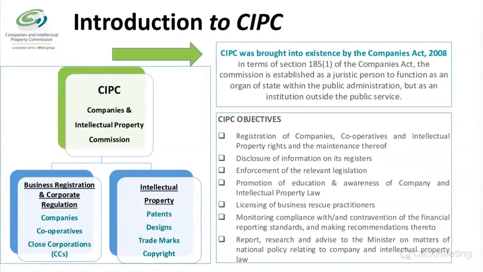Now, CIPC is divided into two sections: business registration and compliance and corporate regulations, as well as intellectual property. Under our business registration, we have companies, cooperatives, and CCs, that are closed corporations. Under our intellectual property division, we have patents, designs, trademarks, and copyrights.